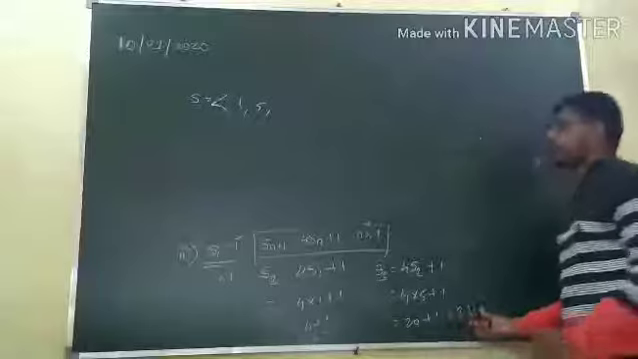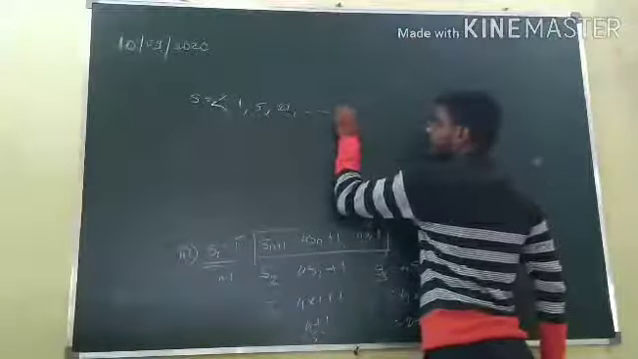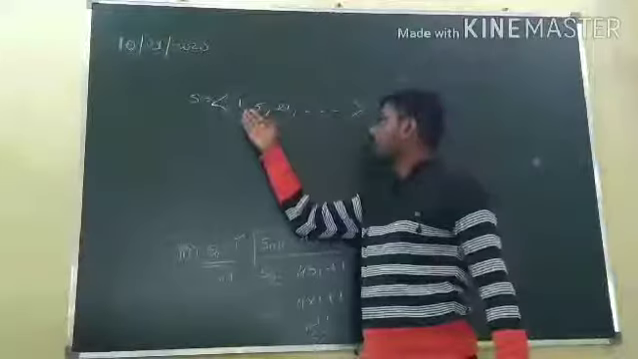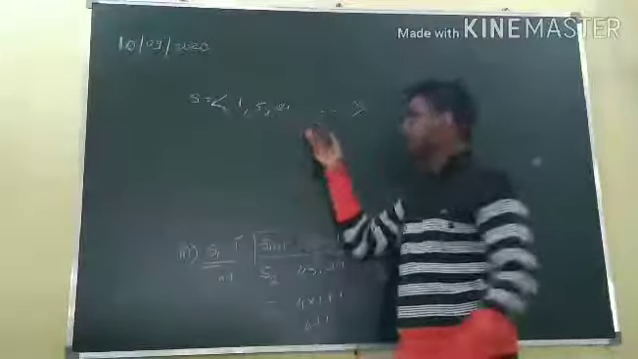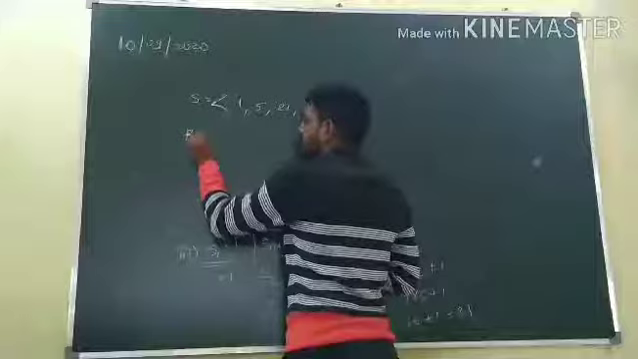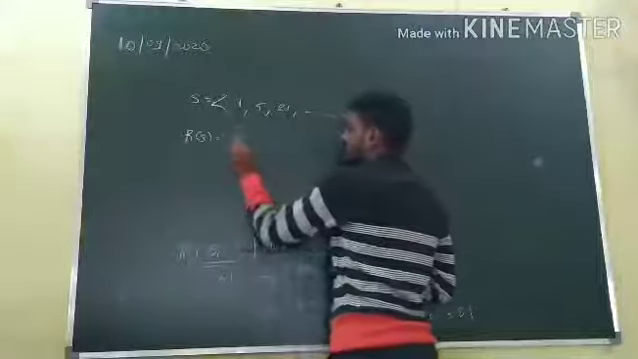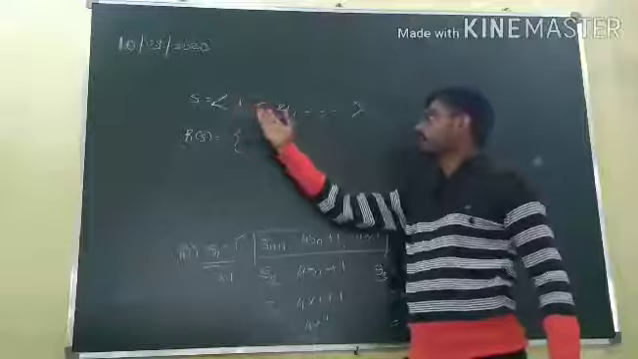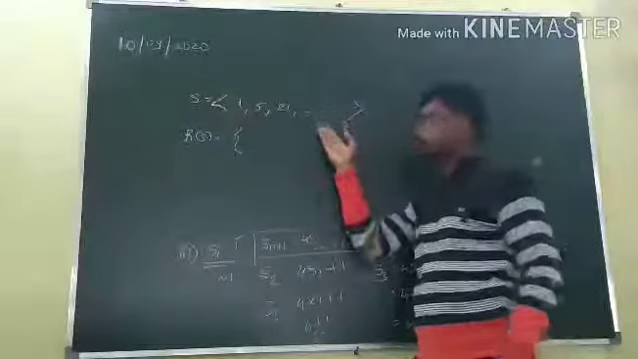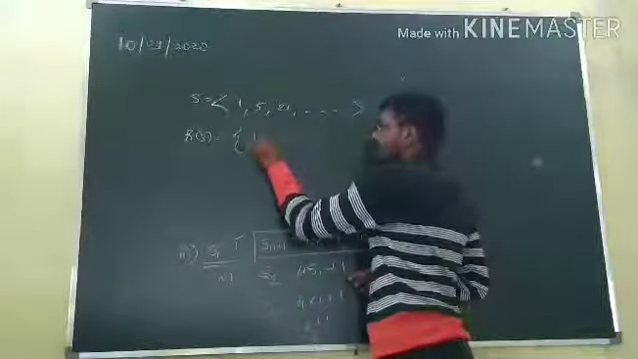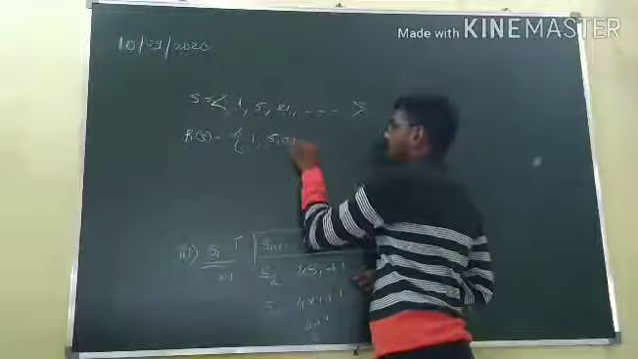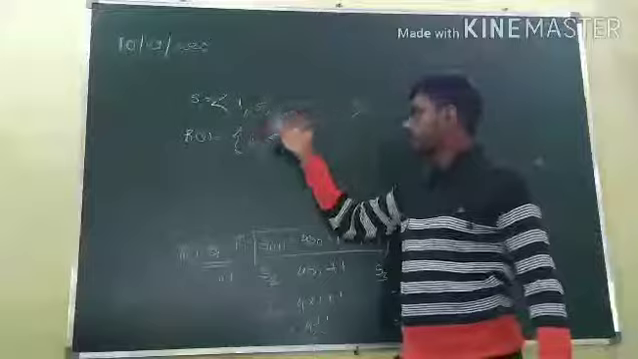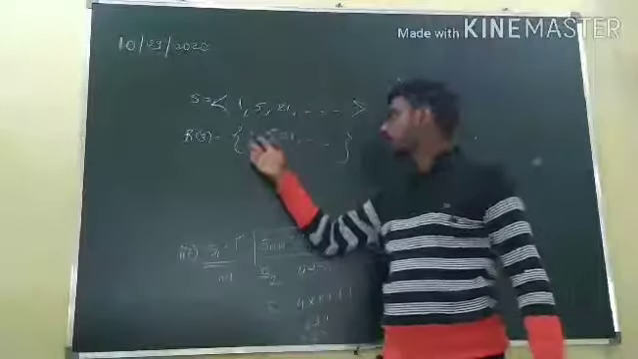Third term is 21, and so on. So this is also an infinite sequence in which every element is distinct. So what is the range of this sequence? We have to take every element from this sequence because each element is different. So the range of this is equal to the set 1, 5, 21 and so on. Here both the sequence and the range are infinite.